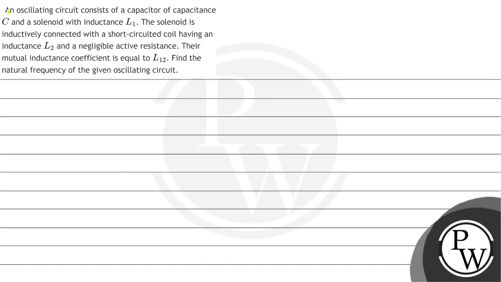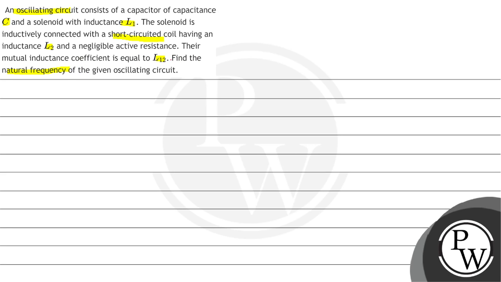The question says an oscillating circuit consists of a capacitor of capacitance C and a solenoid with inductance L1. The solenoid is inductively connected with a short circuited coil having an inductance L2 and a negligible active resistance. Their mutual inductance coefficient is equal to L12. Find the natural frequency of the given oscillating circuit.